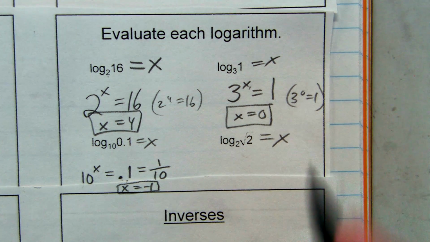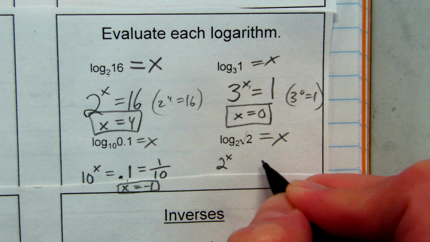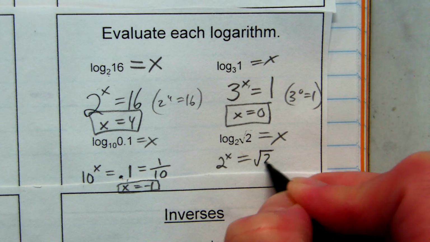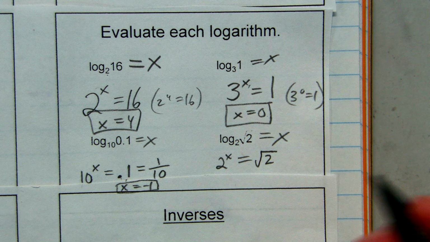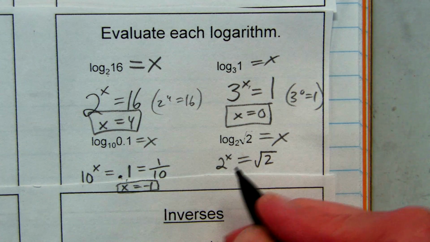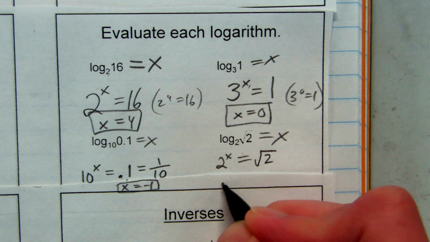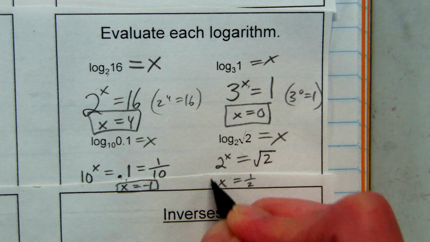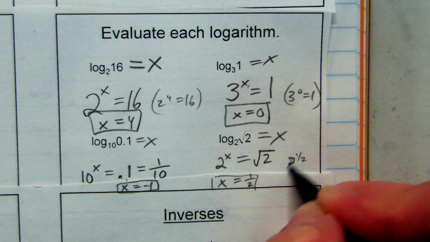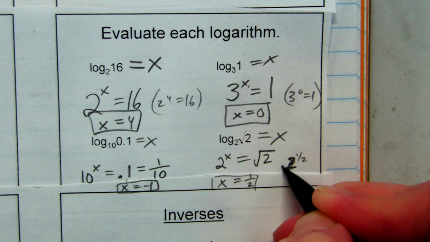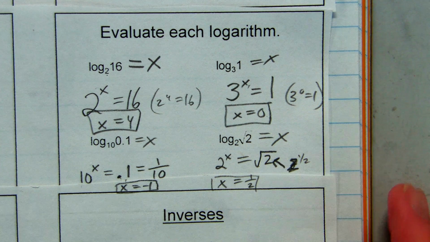All right, so for the next one, I have 2 to the x power equals the square root of 2. We didn't really have a lot of this on our last exponentials lesson, so I will remind you that in order to get a square root, you have to have a half power. X would be 1/2. So if I had 2 to the 1/2, that's the same thing as a square root. 1/3 is a third root, 1/4 is a fourth root.